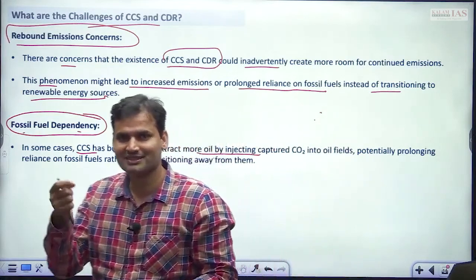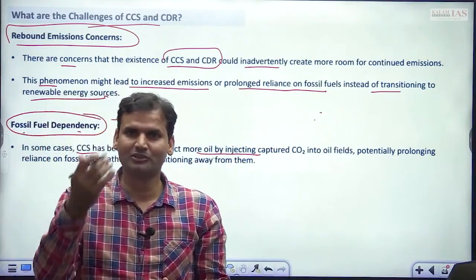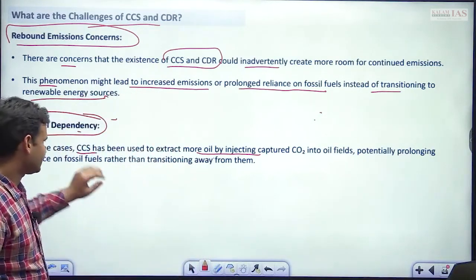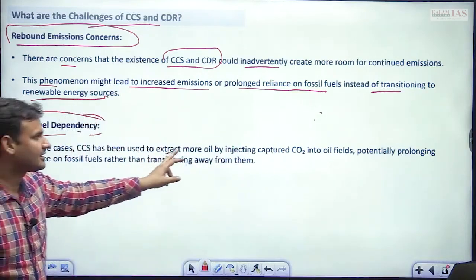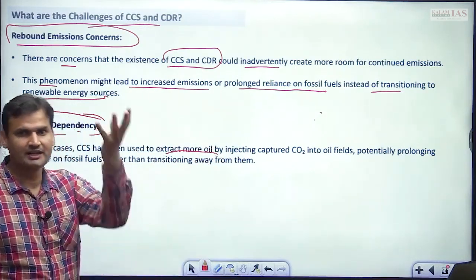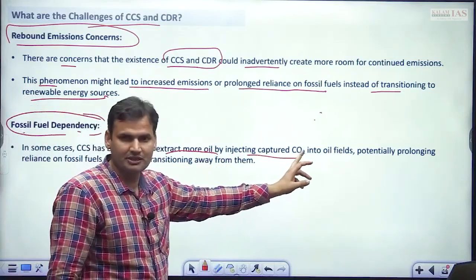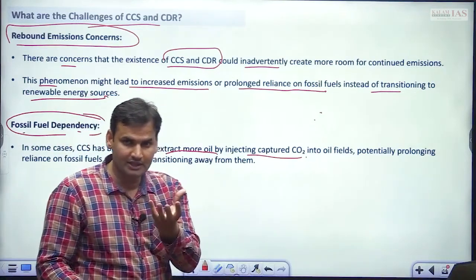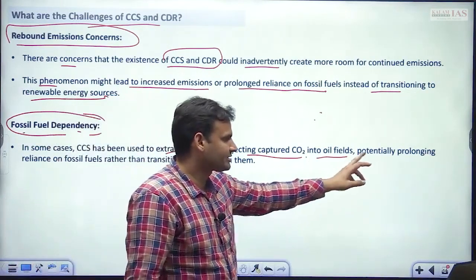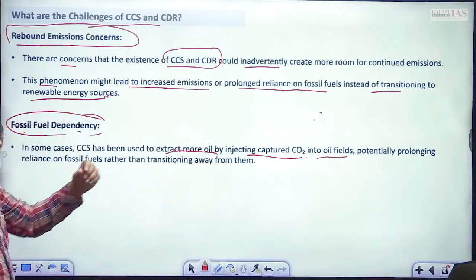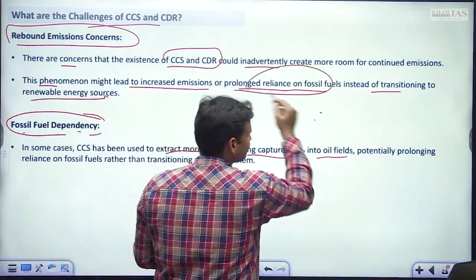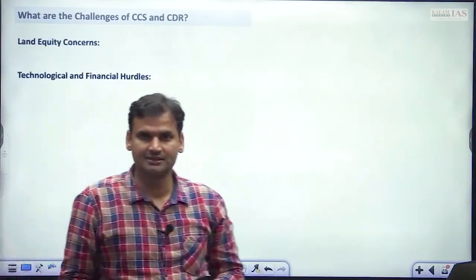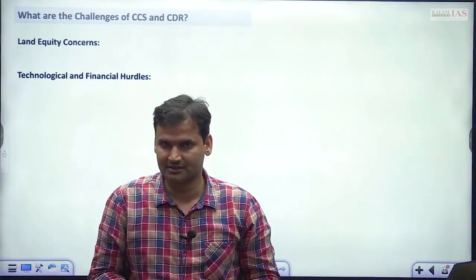ये जो टेक्नोलॉजी है, जिसका सहारा लेके कार्बन को कैप्चर किया, स्टोर किया, बट इसी टेक्नोलॉजी के सहारे some players are extracting more oil, ज्यादा oil extract कर रहे हैं. कैसे? By injecting captured carbon. They pump in more carbon dioxide, and what happens? Oil is extracted from the oil fields. Potentially it prolongs reliance on fossil fuels rather than moving away from them. So these are the concerns, very important challenges.